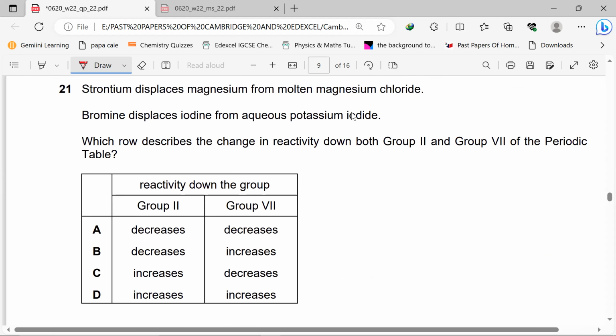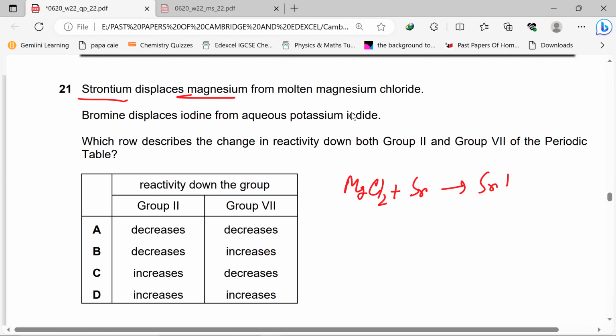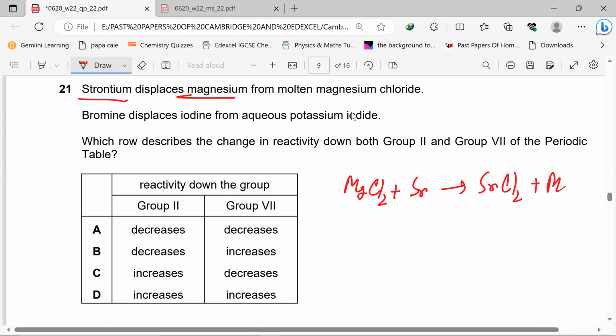Question number 21, strontium displaces magnesium from molten magnesium chloride. So magnesium chloride and strontium are reacting. Strontium chloride should form and magnesium should be displaced. That is what is happening. Bromine displaces iodine from aqueous potassium iodide. So all are displacement reactions.